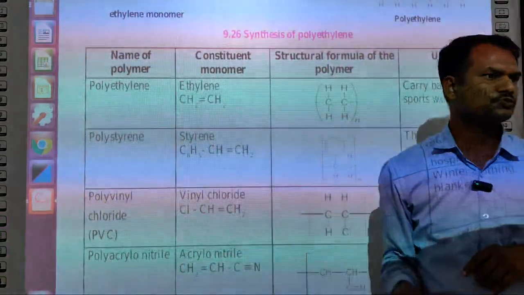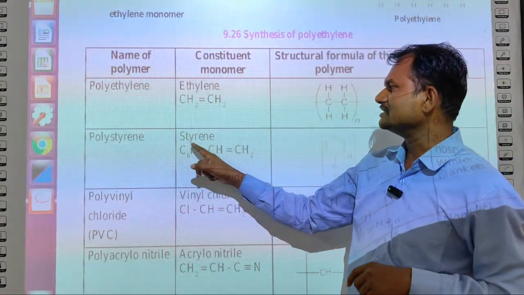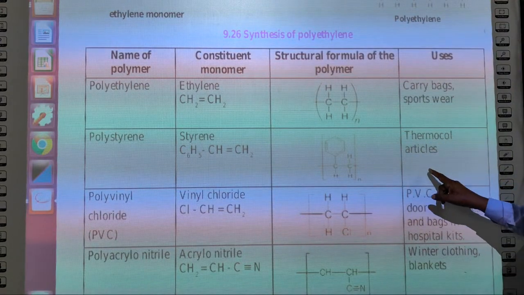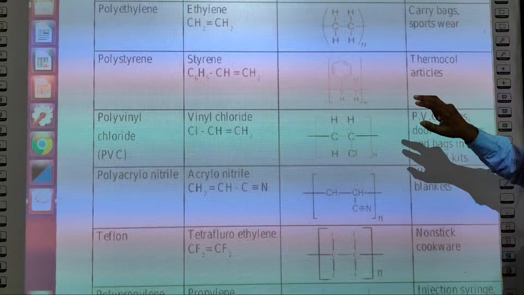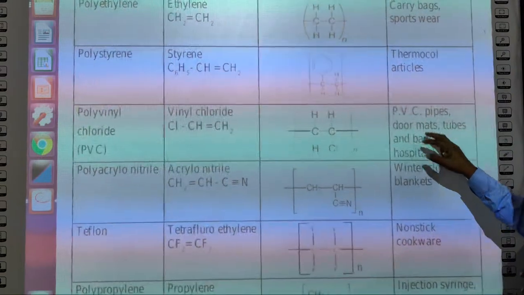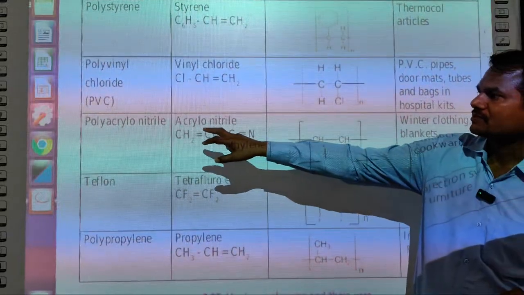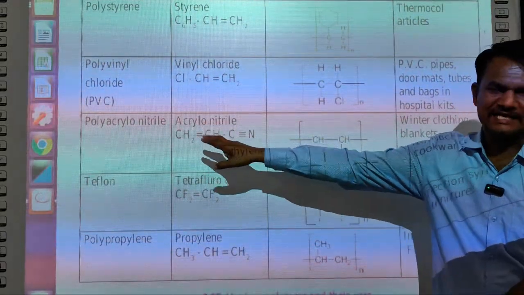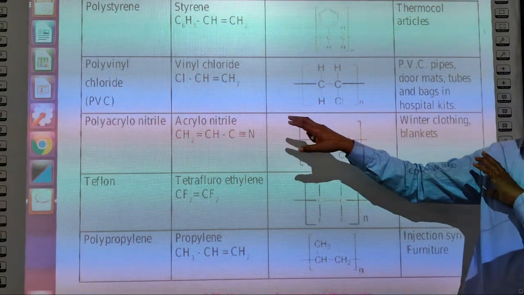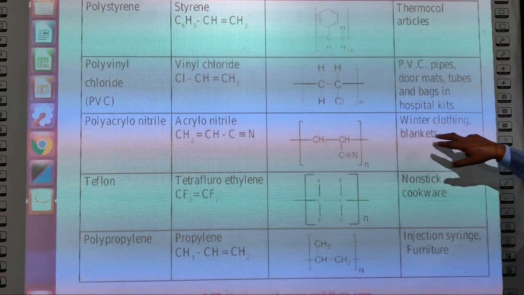Then polystyrene, have you heard it? This is styrene, and polystyrene is used for thermocol articles. Then polyvinyl chloride, PVC pipe, we have heard it. PVC is used for pipes, doormats, tubes, bags, etc. Then polyacrylonitrile, which is used for winter clothing or blankets. They are fibers, and with the help of this fiber, winter clothing and blankets are made.